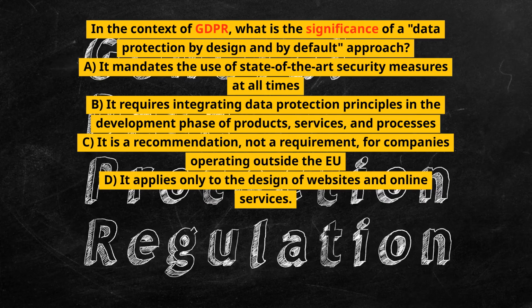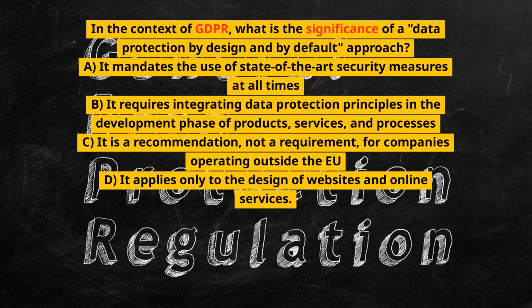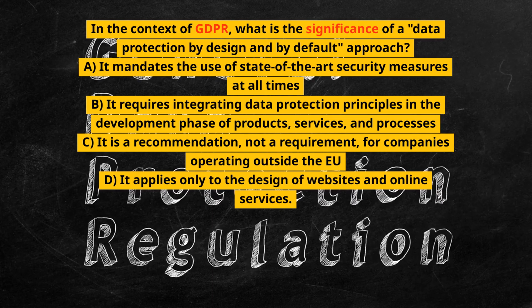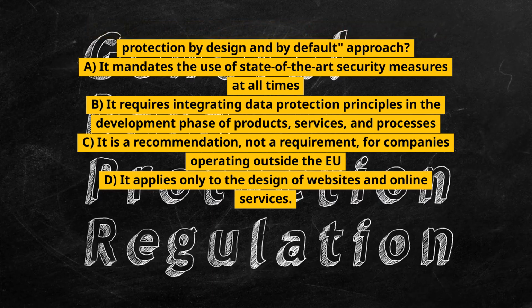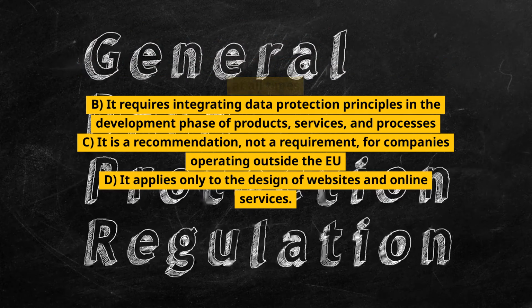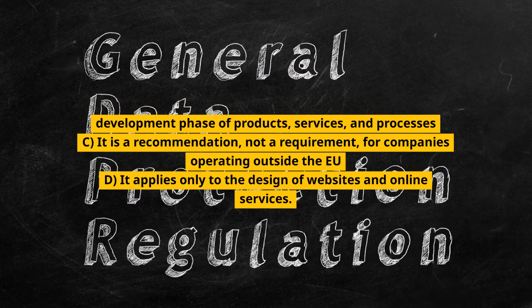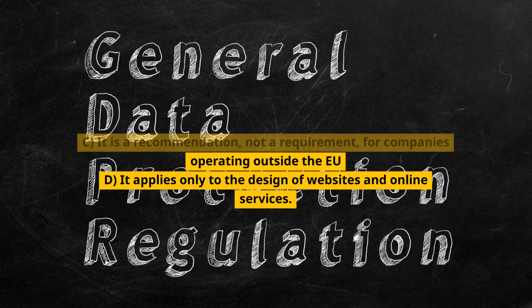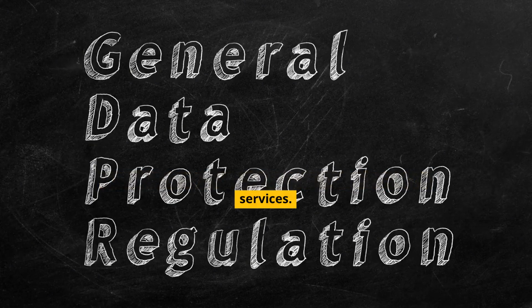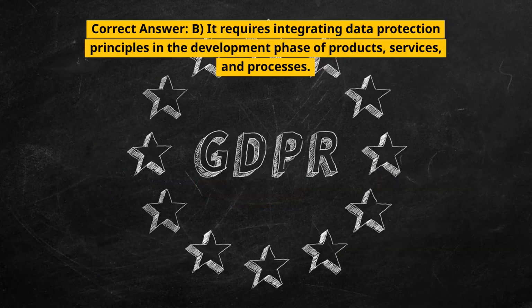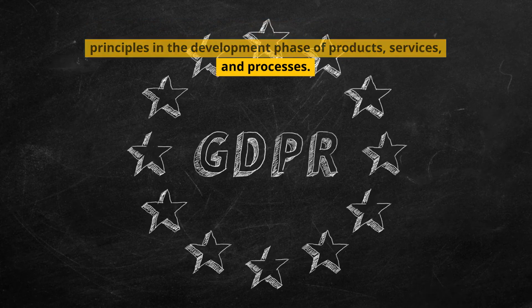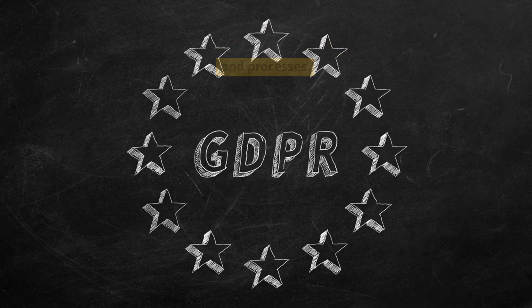In the context of GDPR, what is the significance of a data protection by design and by default approach? A. It mandates the use of state-of-the-art security measures at all times. B. It requires integrating data protection principles in the development phase of products, services, and processes. C. It is a recommendation, not a requirement, for companies operating outside the EU. D. It applies only to the design of websites and online services. Correct answer: B. It requires integrating data protection principles in the development phase of products, services, and processes.